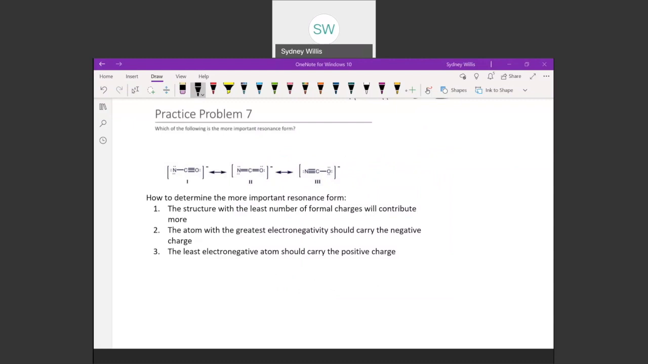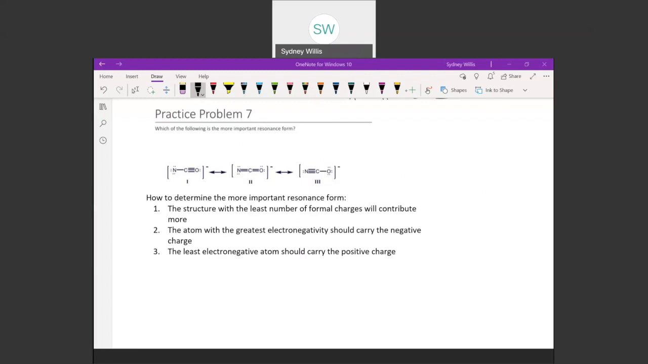So the structure with the least number of formal charges on the total number of atoms will contribute more to your resonance form, meaning that if it has 3 atoms with a formal charge, that will contribute less than a resonance form that only has 1 atom with a formal charge. Also, your atom with the greatest electronegativity should carry the negative charge, meaning in this case, you have nitrogen, carbon, and oxygen. So oxygen is going to be your most electronegative atom. So you want the oxygen to have the negative charge if there is one.